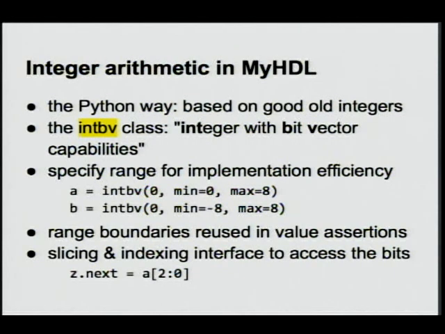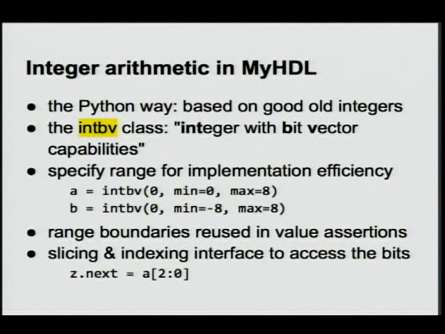Let me go back. The integer-like class that does this is called int_bv, for integer with bit vector capabilities. So what you can do is specify a range, like here. You specify the minimum value, the maximum value. And this is very interesting, because in fact such a range gives you free assertions.